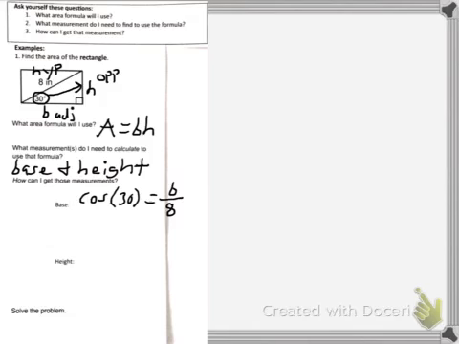Alright, once again, just like in example 2, our variable is in the numerator, so we're going to multiply these two things together. So B is going to equal 8 times the cosine of 30. And once again, I'll just plug that into my calculator, and we'll get that the base equals approximately 6.93.